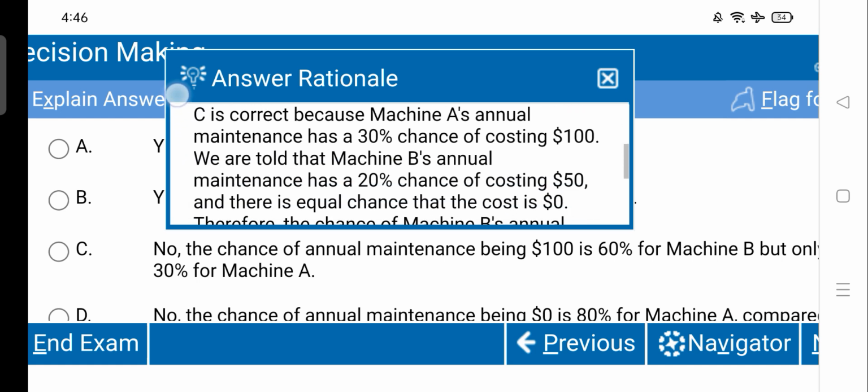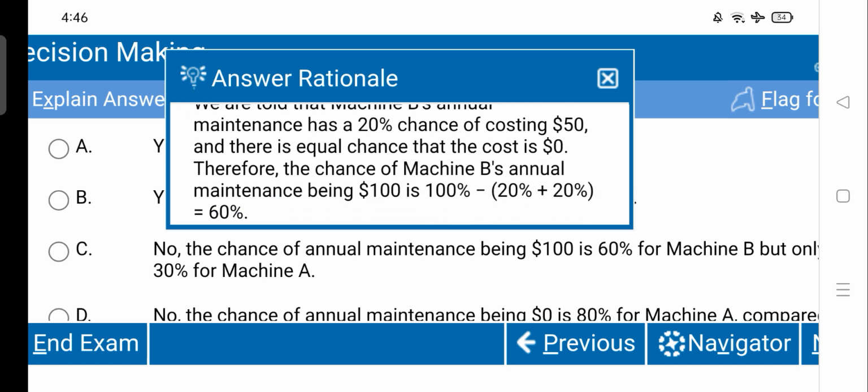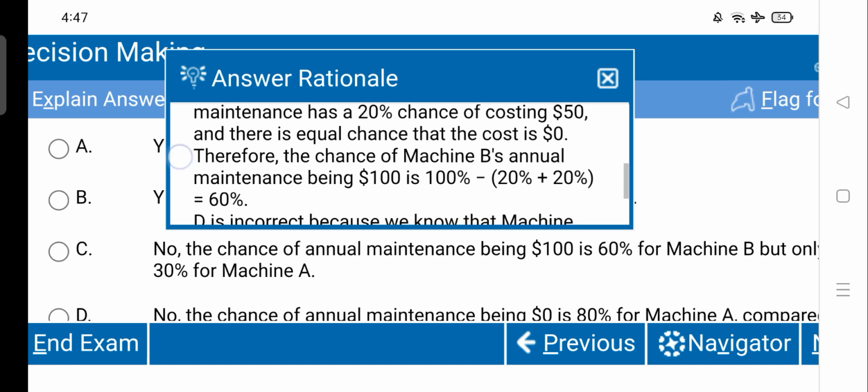C is correct because machine A's annual maintenance has a 30% chance of costing $100. We are told that machine B's annual maintenance has a 20% chance of costing $50, and there is an equal chance that the cost is $0. Therefore, the chance of machine B's annual maintenance being $100 is 100% minus 20% minus 20% equals 60%.